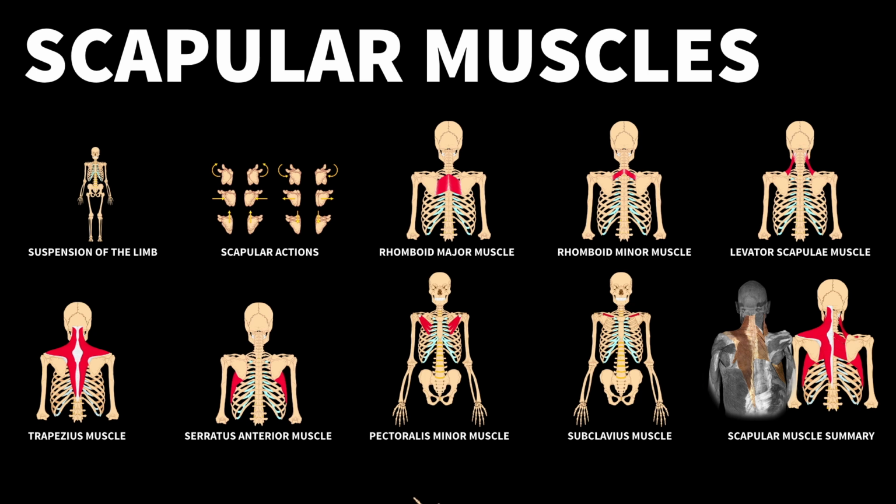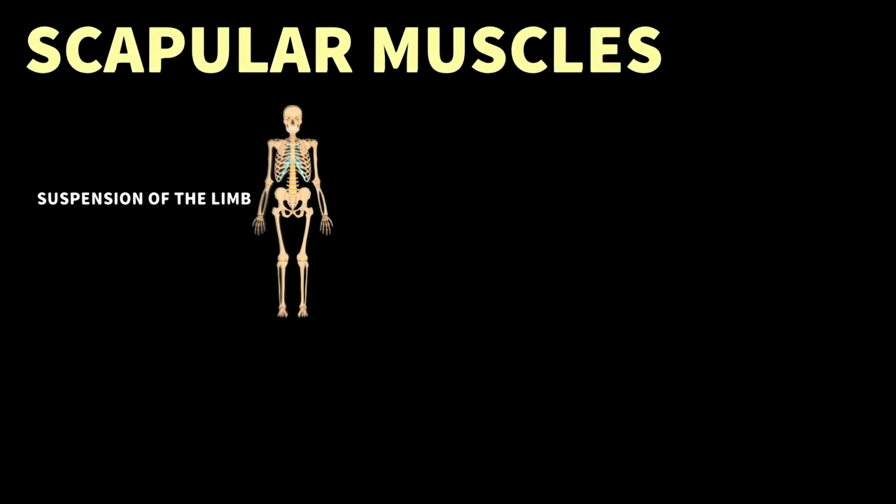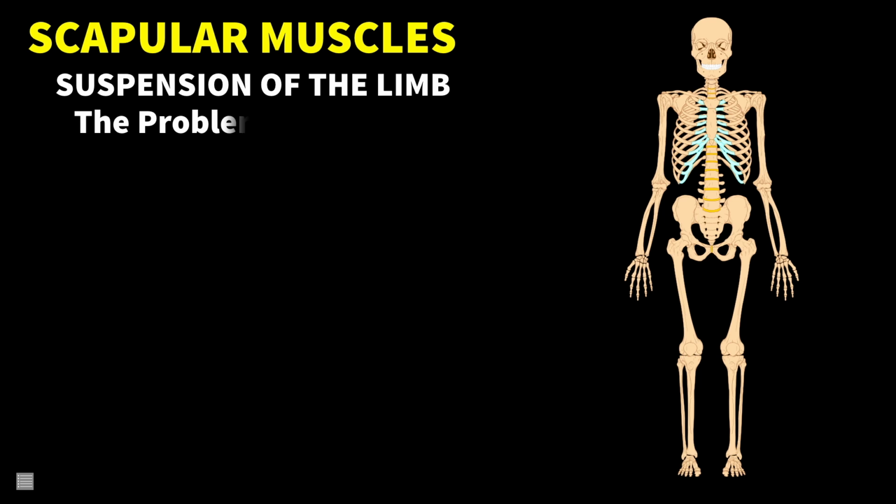Let's look at the scapular muscle role in suspension of the limb. We will begin by establishing an inherent problem in the anatomy of the upper limb. In stark contrast with the lower limb, note that the upper limb has no ligamentous attachment to the vertebral column. Compare this to the strong ligamentous connection formed between the ilium and sacrum at the sacroiliac joint.